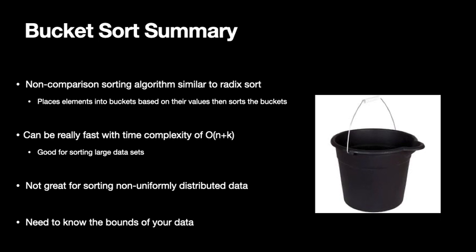A quick summary of bucket sort: it's a non-comparison sorting algorithm similar to radix sort, which places elements into buckets based on their values and then sorts the buckets. It can be really fast with a time complexity of O of n plus k, and it's good for sorting large data sets. However, it's not great for sorting non-uniformly distributed data, and you also need to know the bounds of your data, which may limit the use cases of this sorting algorithm in the future.